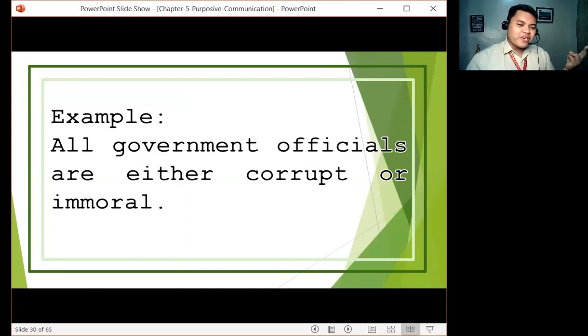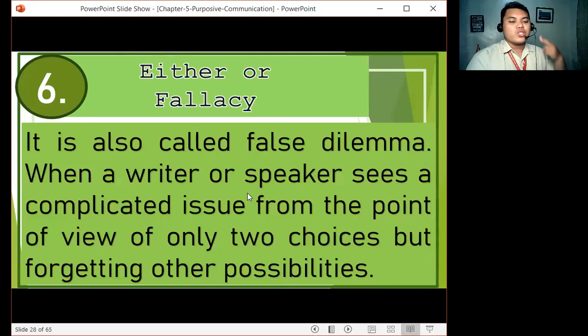There are two categories or two choices, but forgetting other possibilities. There are choices, but both of those choices are negative, without considering other possibilities. So this is a complicated issue from the point of view of a false dilemma or either-or fallacy.